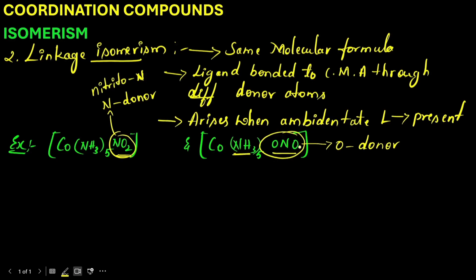Nitrito-N. Here this ONO ligand is named as nitrito-O. Nitrito-O. In linkage isomerism, the ligand is bonded to the central metal atom through different donor atoms.